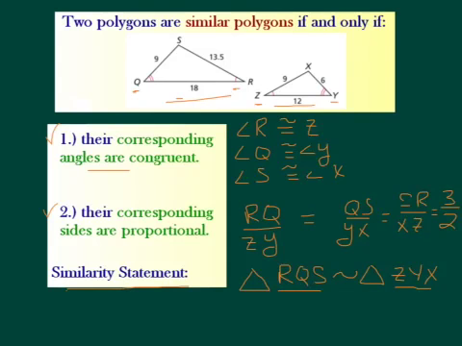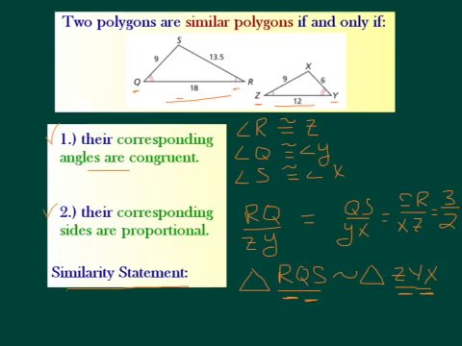Angle R is congruent to angle Z, Q to Y, and S to X. So it tells us which angles are corresponding and therefore congruent. It also tells us about the sides. It tells us which sides are corresponding. So RQ is to ZY, QS to YX, and then RS to ZX.